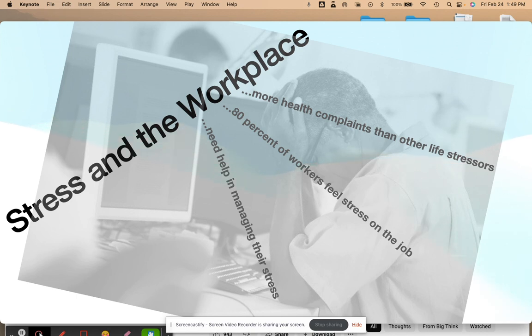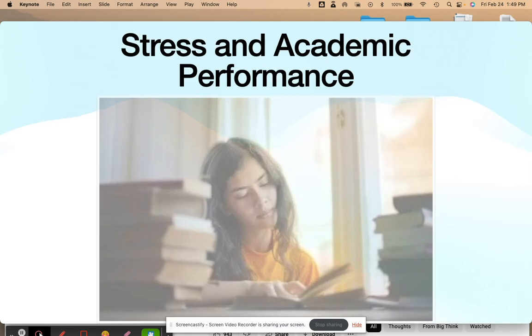And I would like to point out that the reference to 80% of workers feeling stress on the job, within that study, was a reference to chronic stress. So it is that serious stress that affects 80% of workers on the job.